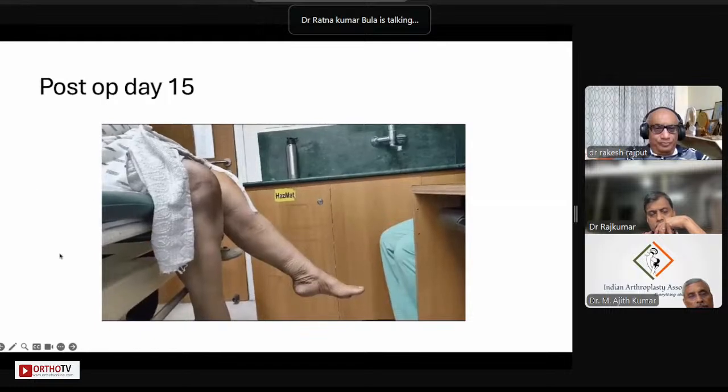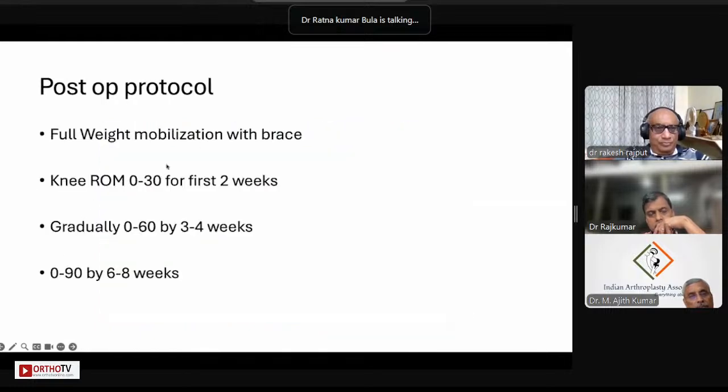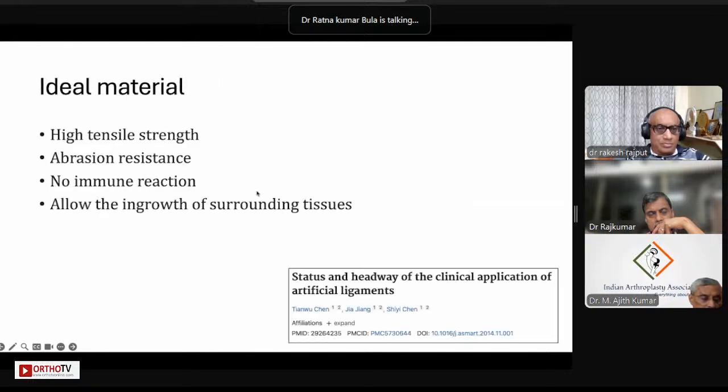So the post-op protocol included full weight-bearing mobilization from day 0 with brace and walker, and knee range of movement 0 to 30 degrees in the first 2 weeks, and gradually it is increased by 10 degrees each week to achieve 90 degrees of flexion by 8 weeks. So this is just a glimpse of details about the poly tape.